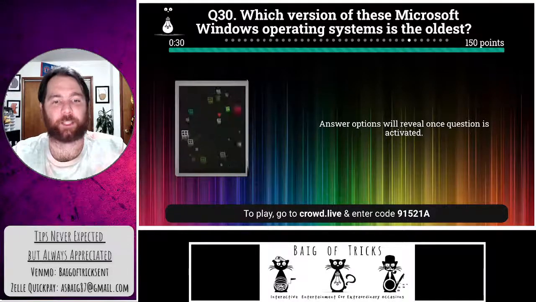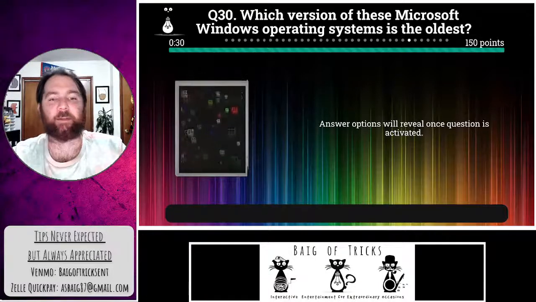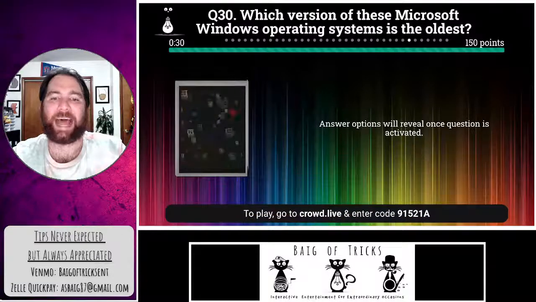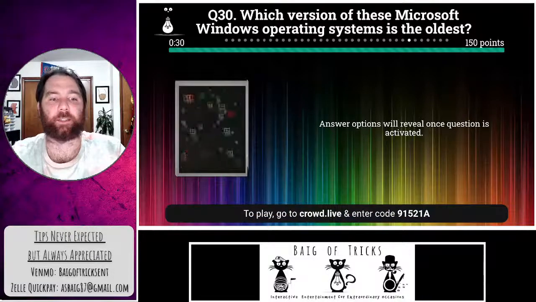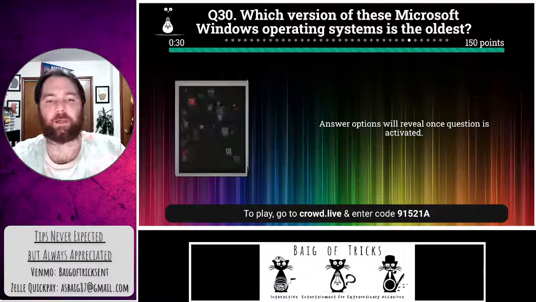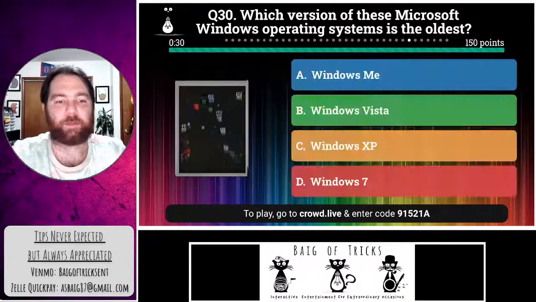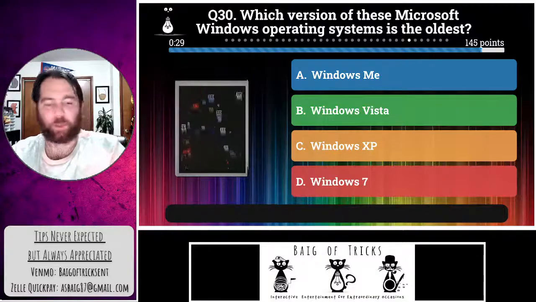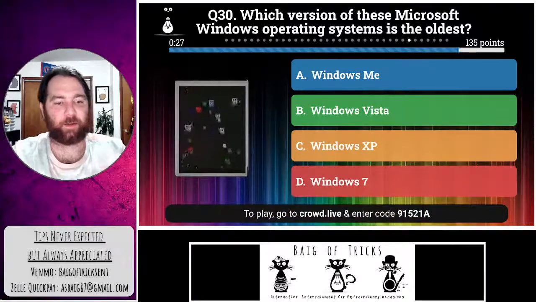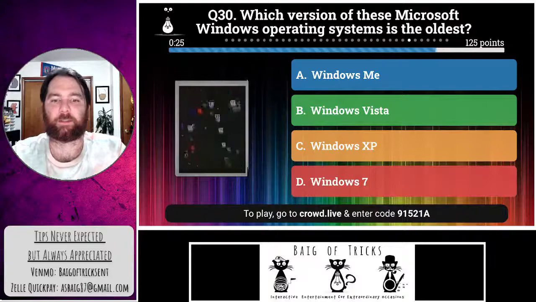Which version of the following listed Microsoft Windows operating systems is the oldest? Which of these Microsoft Windows operating systems was released first? Is it Windows Me, Windows Vista, Windows XP, or Windows 7? Which of these is the oldest?